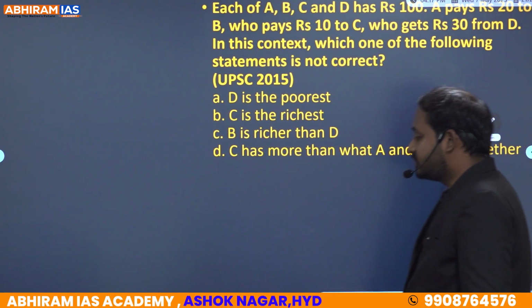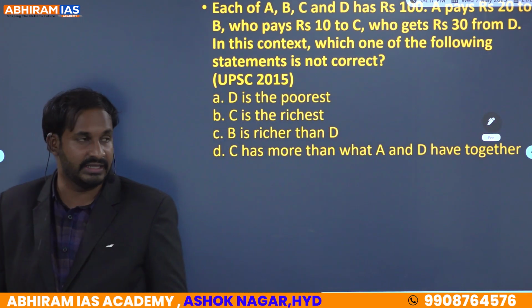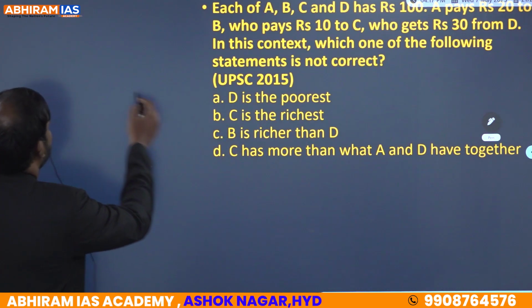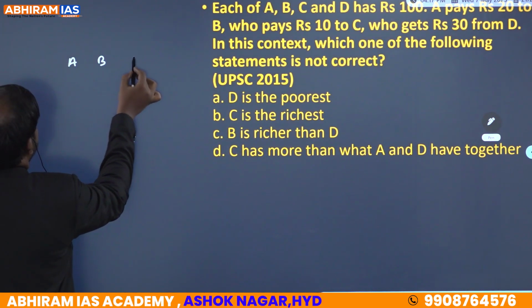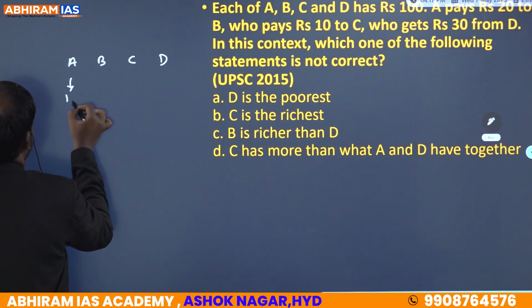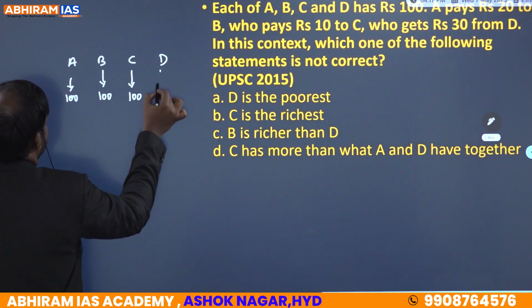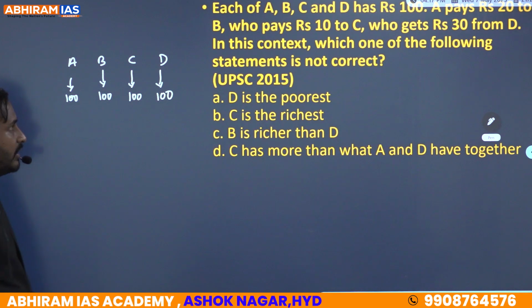Next one. Each of A, B, C and D has rupees 100. All the 4 persons A, B, C and D each have 100 rupees with them. 100 here, 100 here, 100 here and 100 here. Each has 100 rupees.